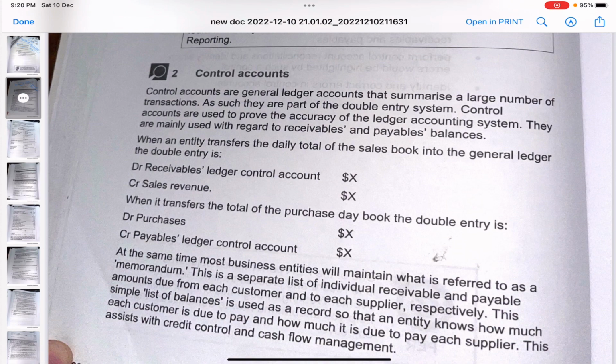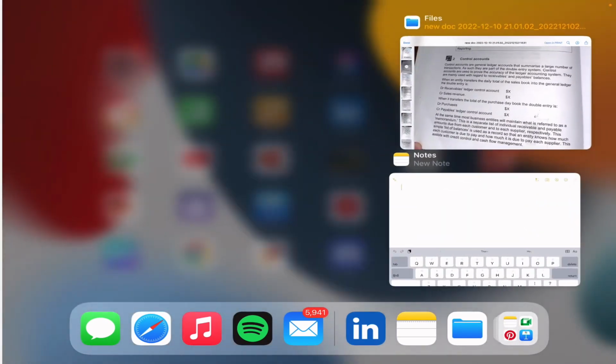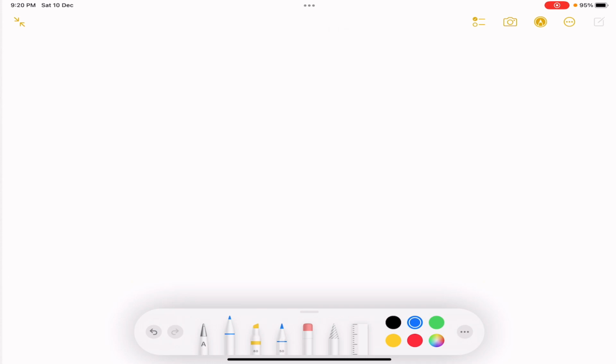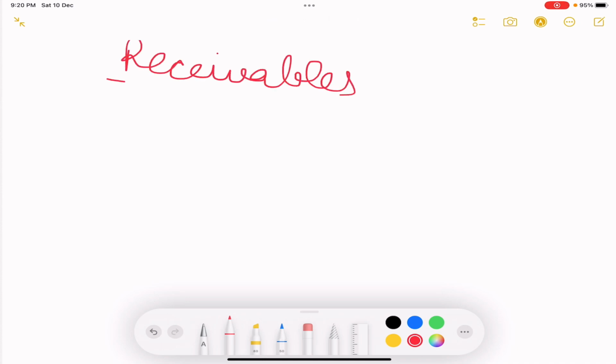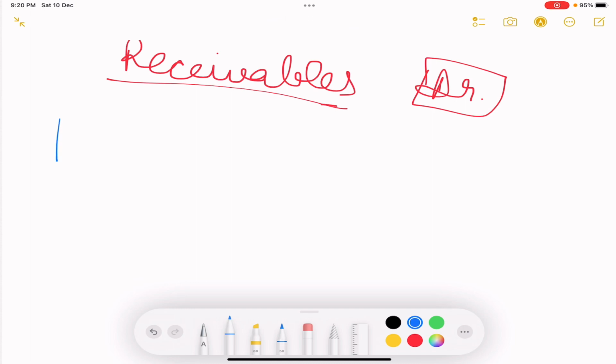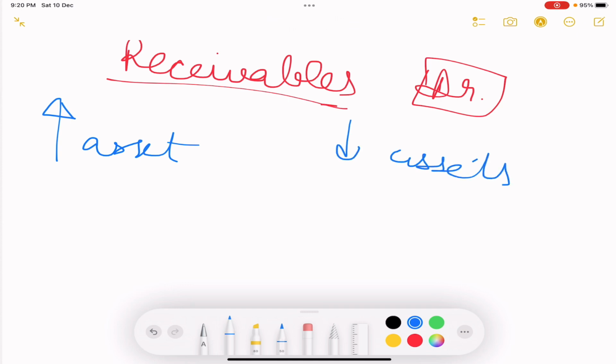Okay, now tell me something. Whenever we used to write a journal entry for receivables, what was it? What are receivables? We have done this in the receivables chapter. What is the balance of receivables? Receivables are an asset to the business, so the balance is debit. If receivables increase, our asset increases, and if the receivables decrease, our assets decrease, right?